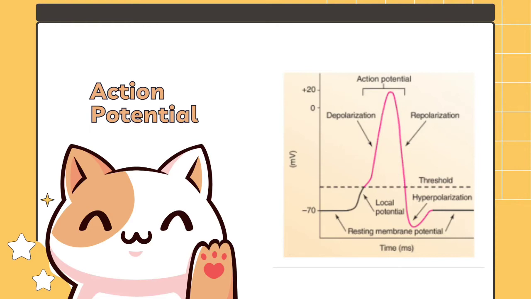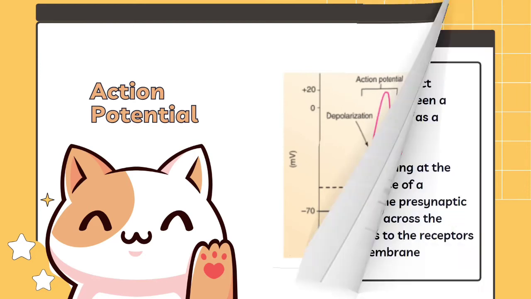depolarization phase, the voltage across the cell membrane changes from approximately negative 70 mV to approximately positive 20 mV. During the repolarization phase, the voltage across the cell membrane returns to negative 70 mV. There is a brief period of hyperpolarization at the end of repolarization before the membrane returns to its resting membrane potential. The entire process lasts for 1 or 2 milliseconds.